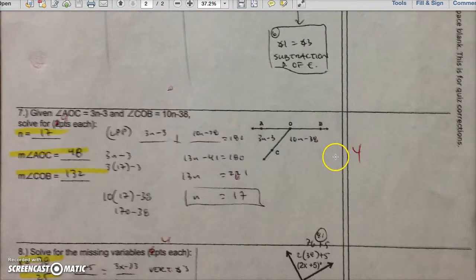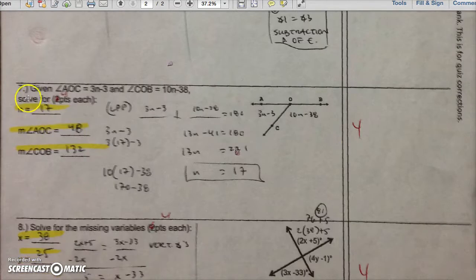Question number 7 was the same problem from last week. Based off this picture, you should recognize that it's supplementary or linear pair. So you're adding blank plus blank equals 180. You're adding these two together. Remember here, when you combine like terms, you don't do the opposite on one side of the equation.